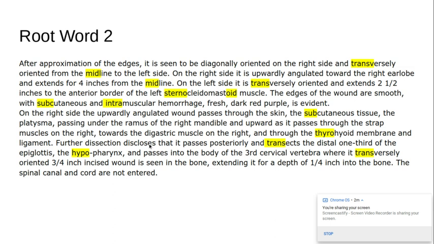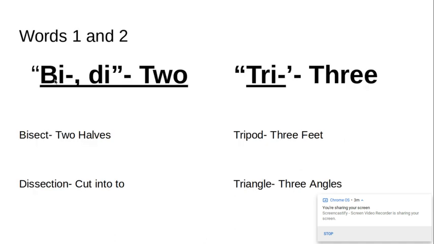Further dissection discloses that it passes posteriorly and transects. It comes across, it cuts across the distal 1/3 of the epiglottis, epi meaning upon, the hypopharynx. Remember, hypo means below. So below the pharynx, pharynx is your voice box, and passes into the body of the third cervical vertebrae, where it transversely, across, oriented 3/4 inch incised wound as seen in the bone. Lots and lots of terminology here.